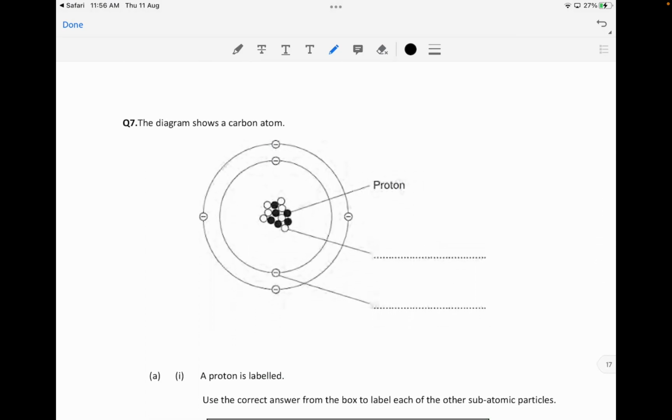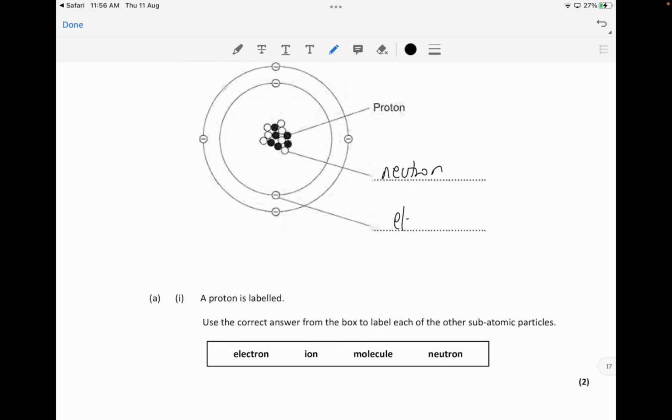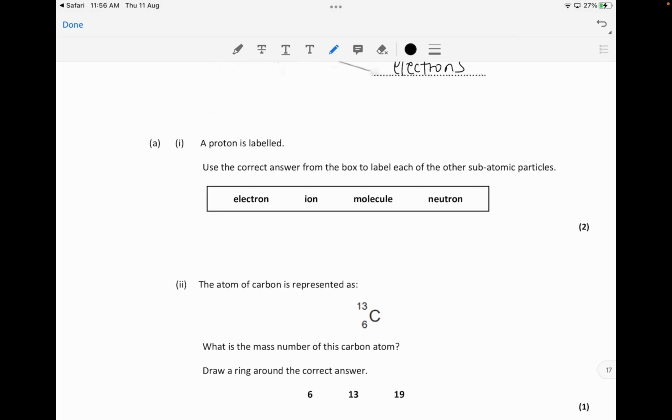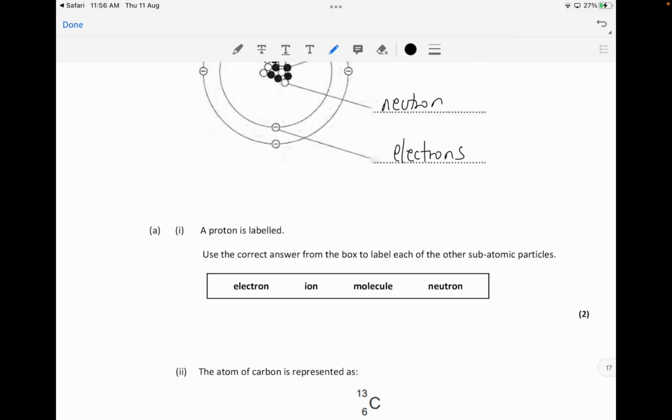Now the next question shows us a carbon atom, and we have to label it. So you have neutrons here, as you know. Then you have electrons, which have a negative charge. Neutrons have neutral charge. Protons are positive. Alright, now the proton is labeled. Use the correct answer from each box. This refers to labeling the diagram.